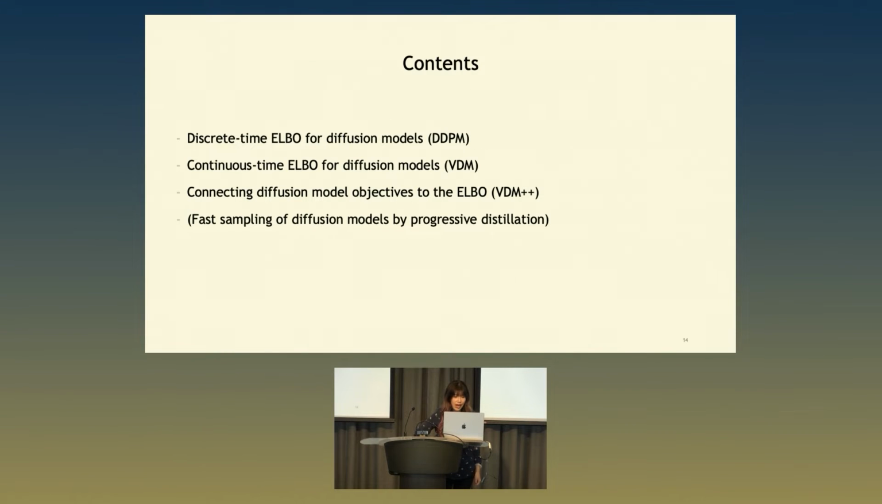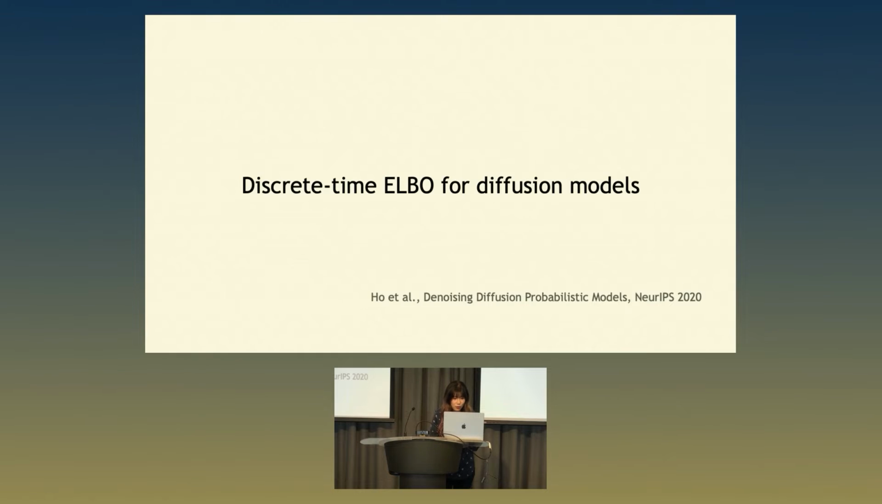This is an overview of the content that's going to be covered in this talk. First, I will briefly recap the formulation of the discrete time ELBO developed by the DDPM paper. This is a slightly different interpretation of diffusion models than the score matching framework introduced by Jeff in the morning. Then we will see how we can extend this discrete time ELBO to the continuous time ELBO case. Finally, we will draw a connection between the currently used diffusion model objectives in the literature and the continuous time ELBO. And if time permits, I will briefly mention how we can do fast sampling of diffusion models by progressive distillation.